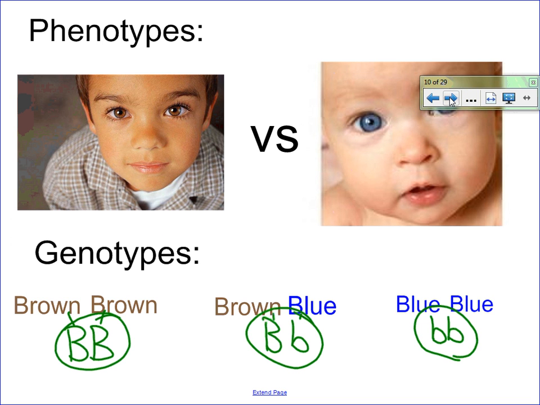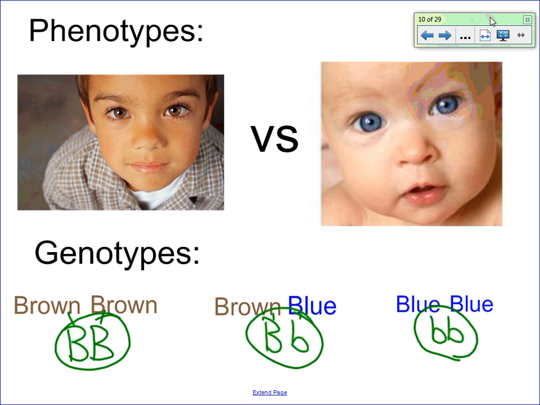One of the classic things that we look at is eye color. This is one of the first traits that we look at. Depending on the alleles that you get from your parents, if you have a brown allele from one parent and a brown allele from another parent, you'll have brown eyes. If you have a blue allele from one parent and a blue allele from another parent, you'll have blue eyes, like this cute little baby that's on the screen.